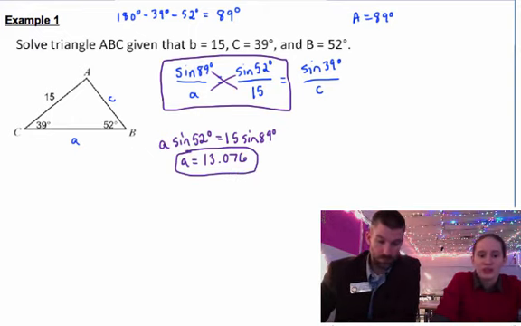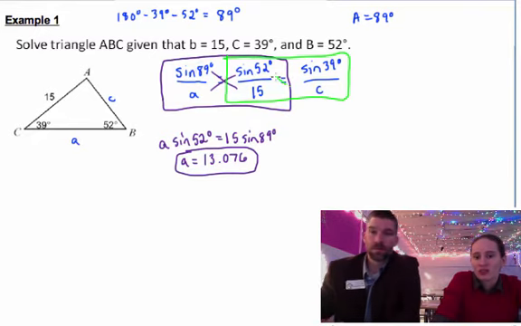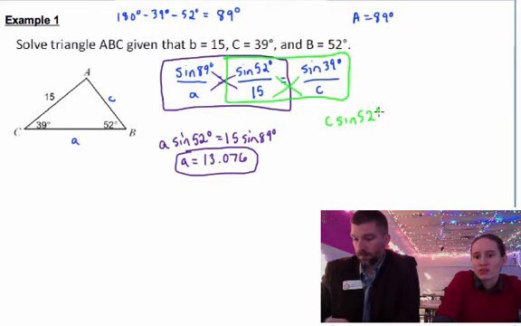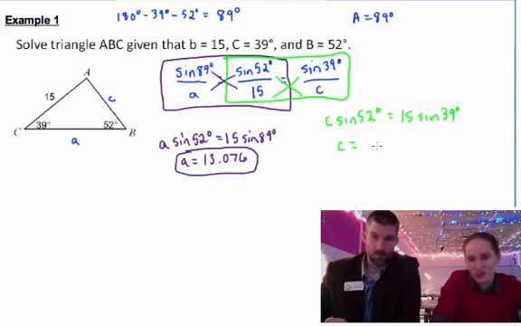Now we would use the other part of this. Let's do the other side. So cross multiply here. C sine 52 degrees equals 15 sine 39 degrees. By the way, I hope your calculator has been in degree mode this whole time. Otherwise, this is not going to work out very well.